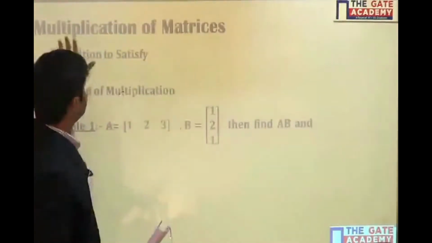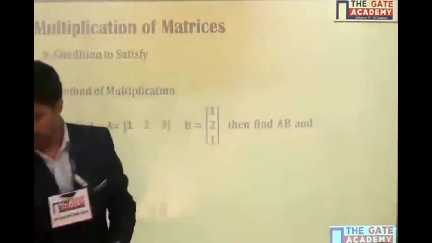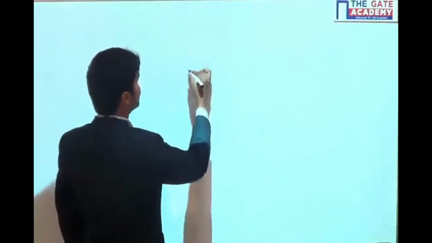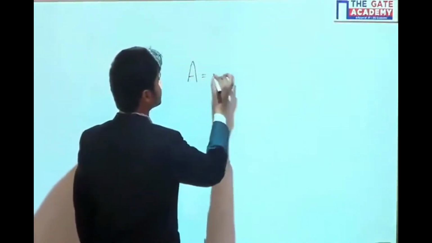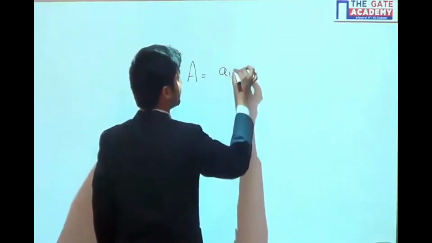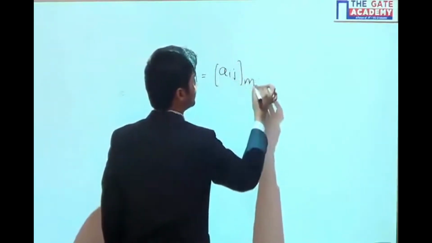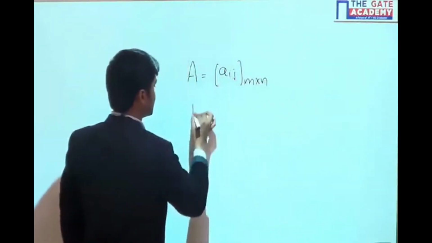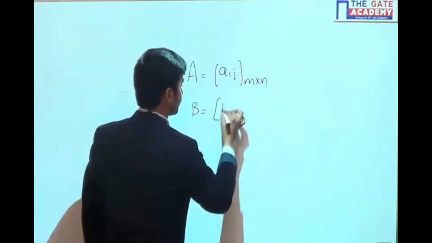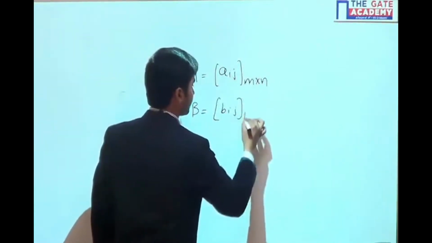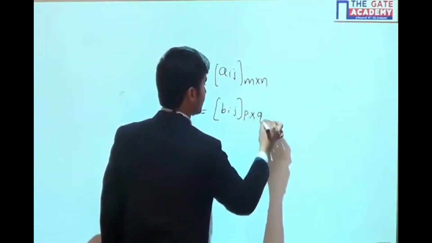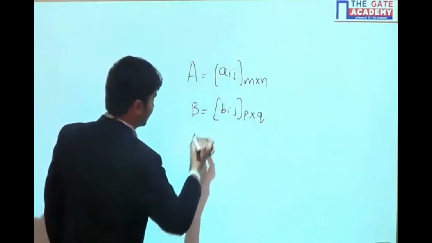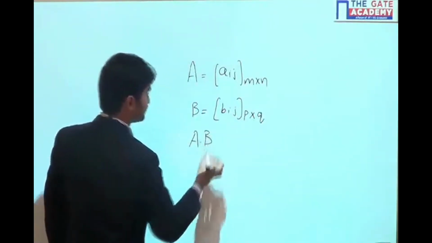So we'll start with the multiplication of matrices. So what is multiplication of matrices? Consider we have two matrices, A equal to Aij of size m cross n, and B equal to Bij of size p cross q. Let us have the multiplication of matrices A and B.